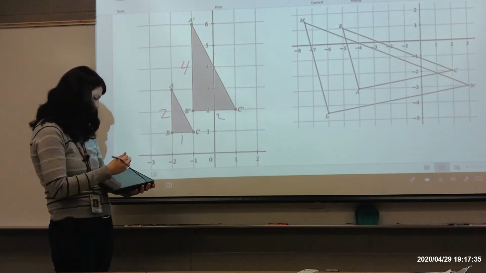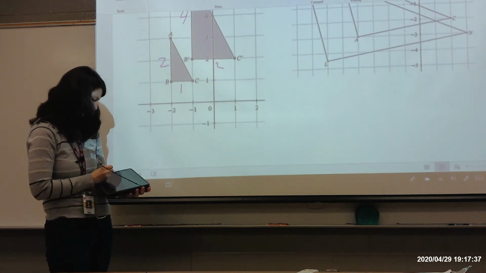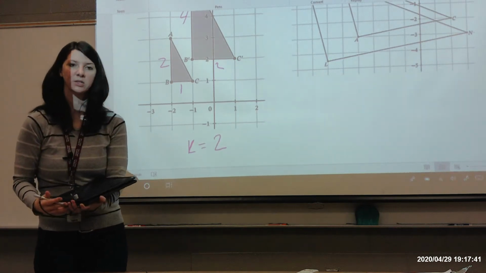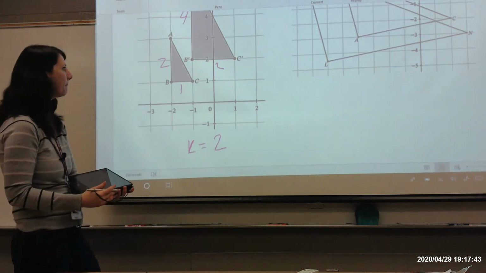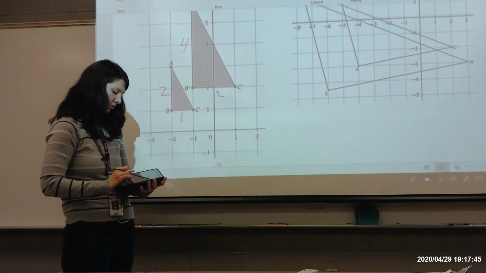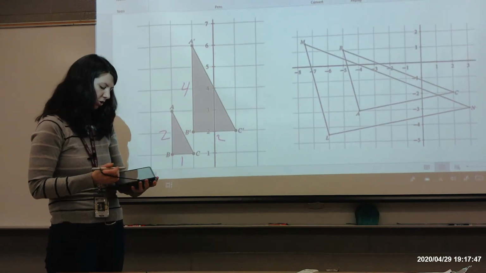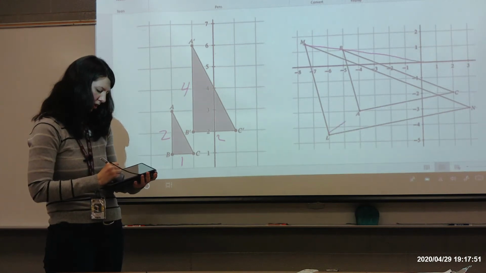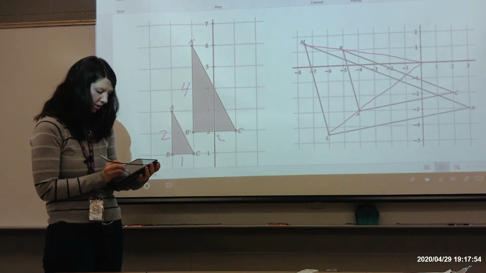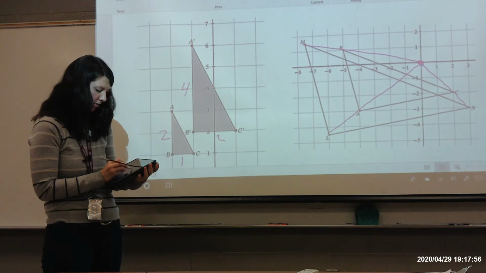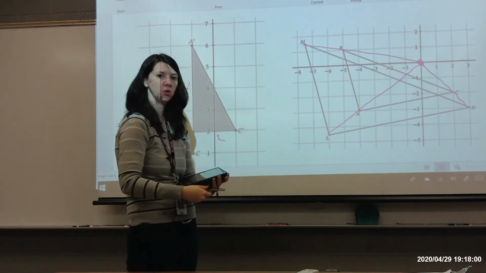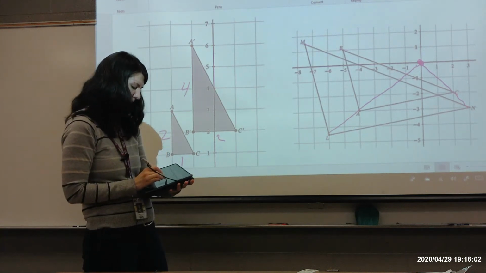Yeah, it's times 2. Our k equals 2, which is greater than 1, which we expected since we got larger. Okay? So now if we look at this one, if you're centered at the origin, you can look at your coordinate points. And if I connect my shapes together, I can see my center of dilation was at the origin, so I can just use my coordinate points, okay?